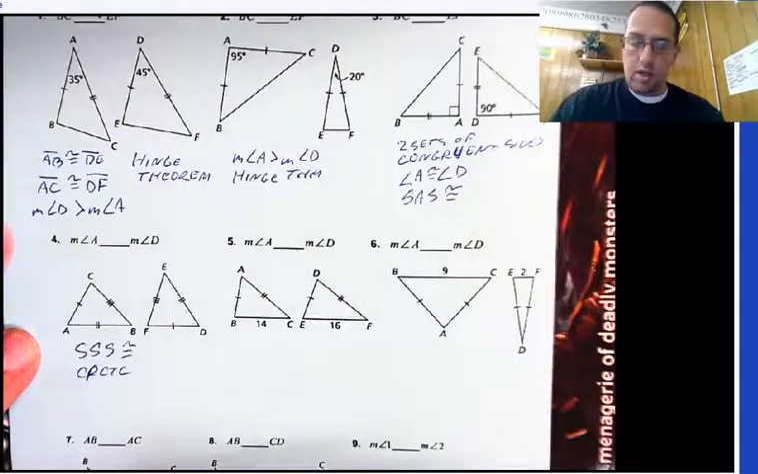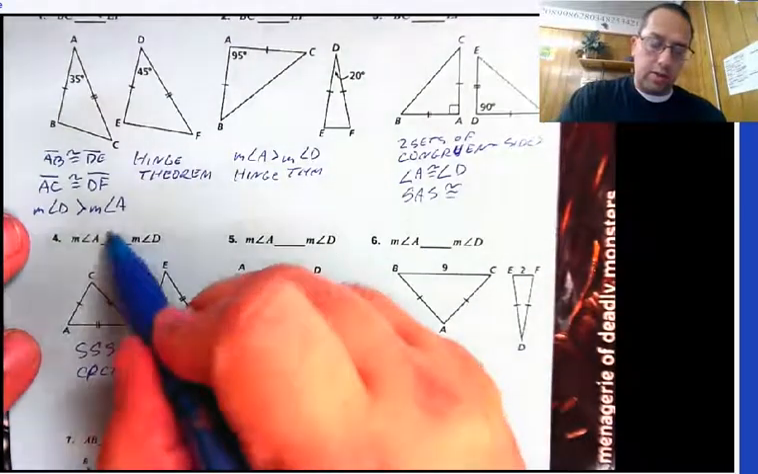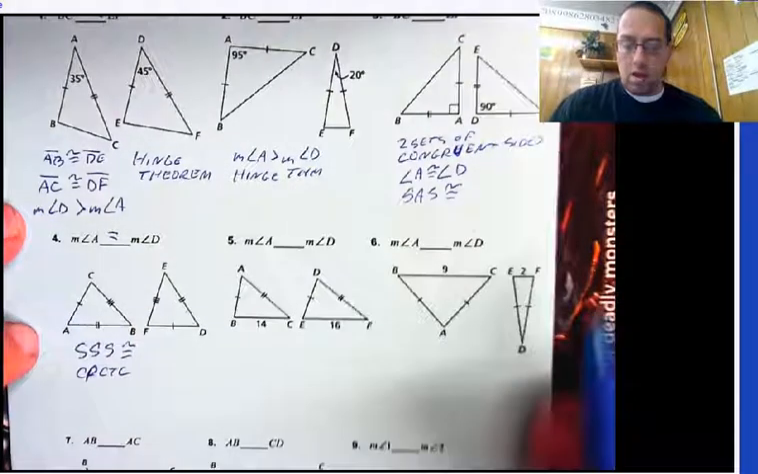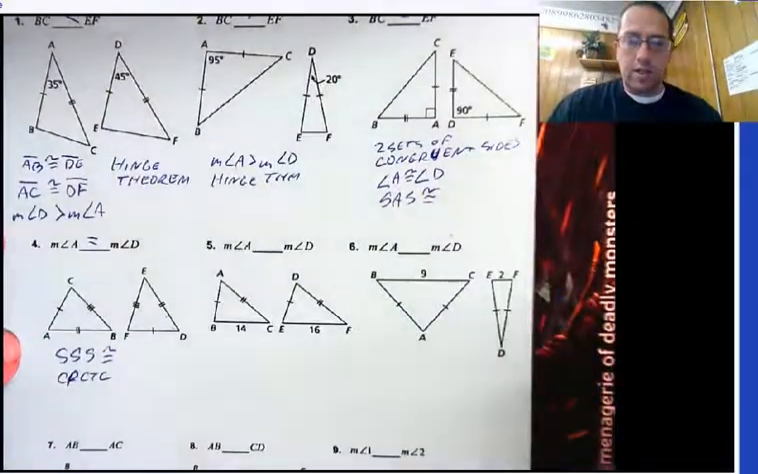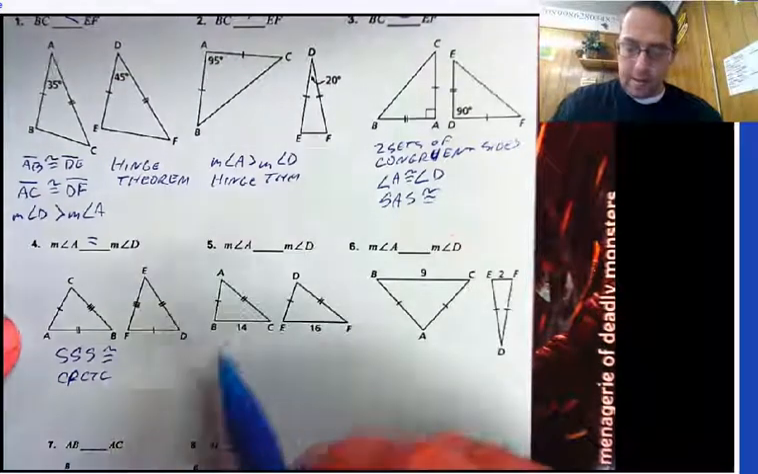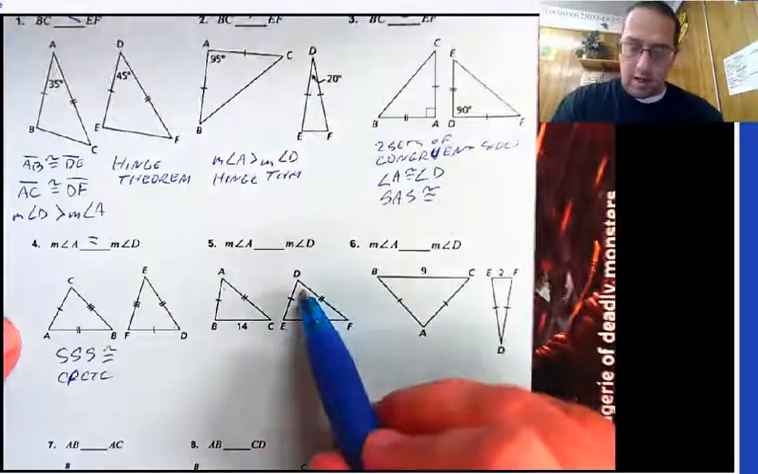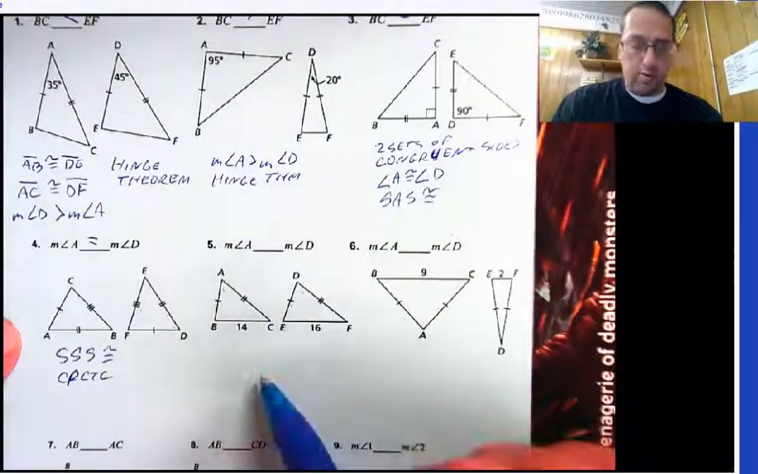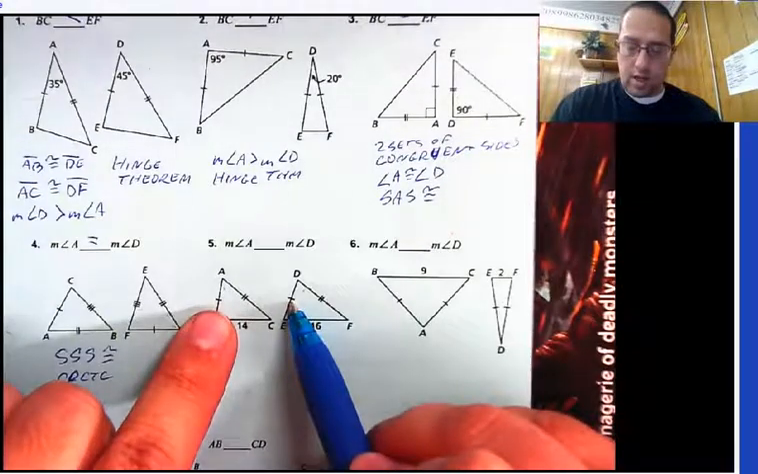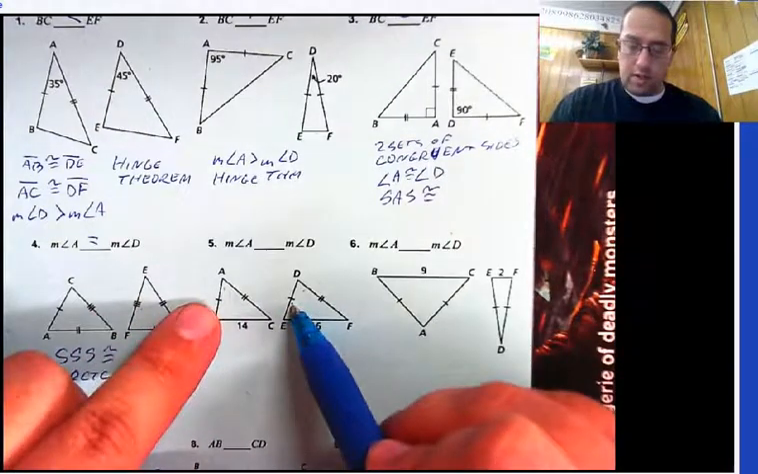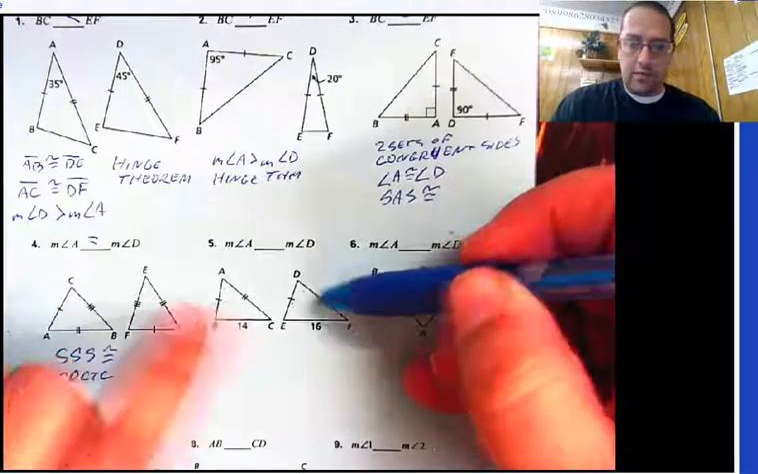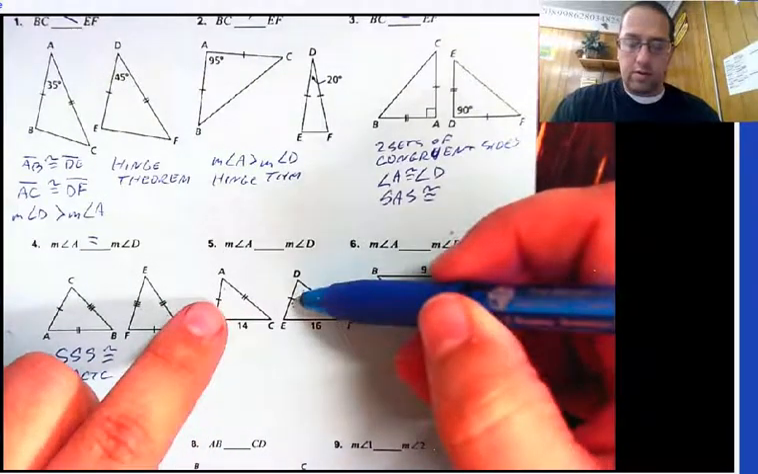CPCTC. So these measures are going to be equal to each other because they're congruent. The opposite sides are equal. Let's take a look at angle A and angle D on number 5. The two sides that make up those angles: AB is congruent to DE, and AC is congruent to DF. So yes, the two sides that make those angles are congruent.